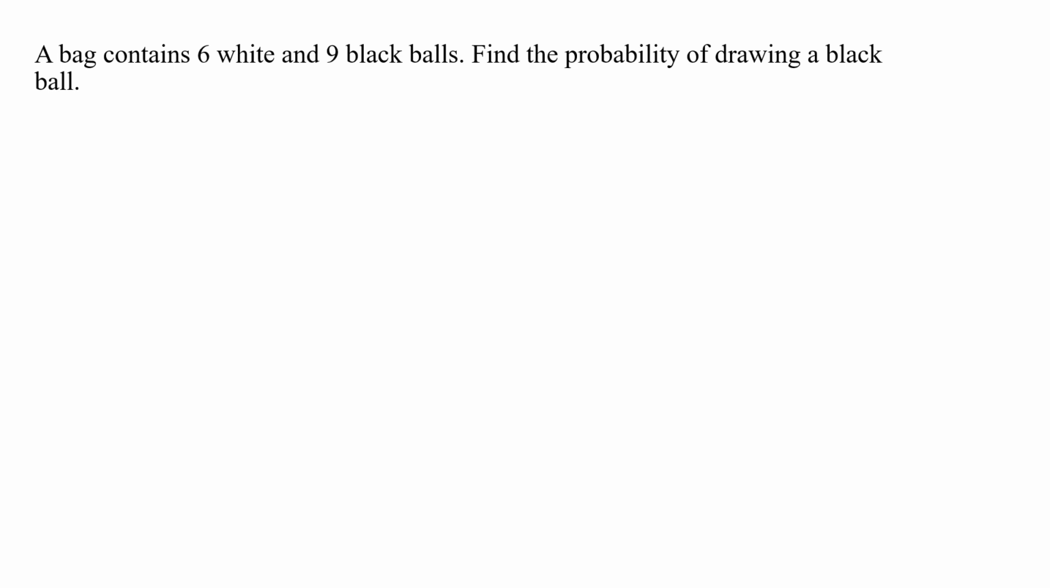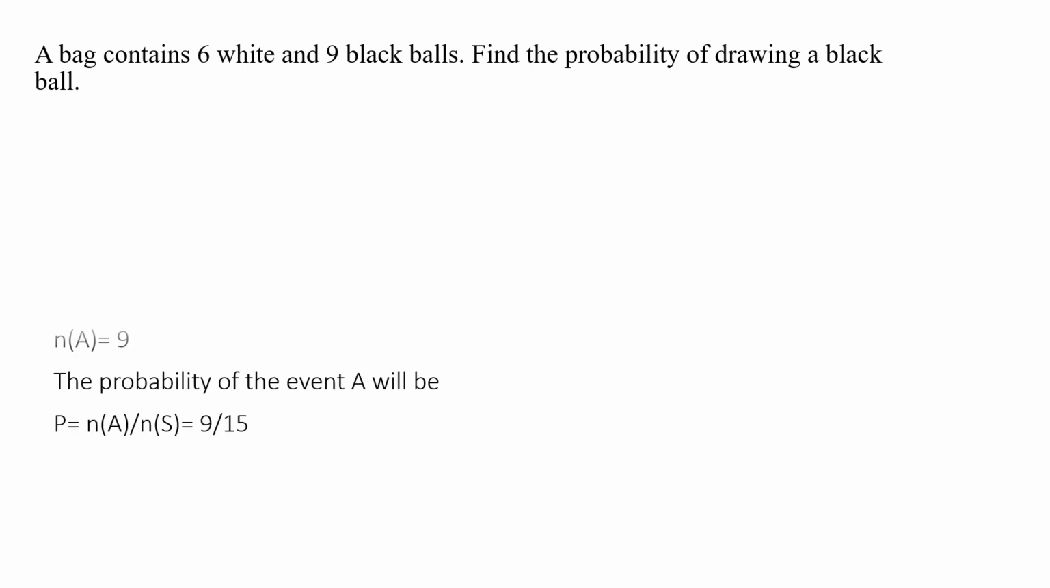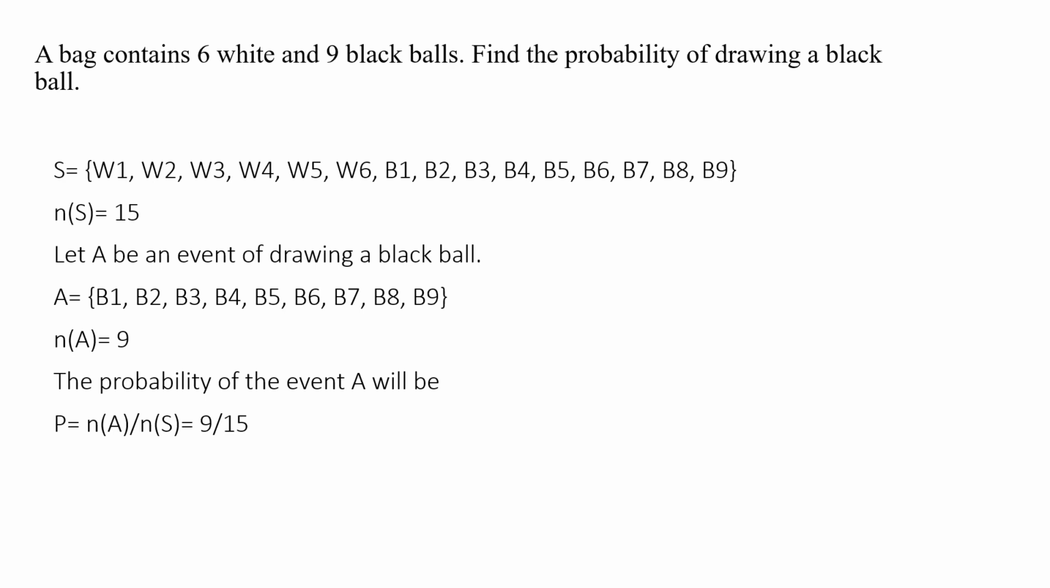A bag contains 6 white and 9 black balls. Find the probability of drawing a black ball. Okay, let us first assume that the 6 white balls are numbered from W1 to W6 and the 9 black balls are numbered from B1 to B9. So the sample set will contain W1 through W6 and B1 to B9. So the number of elements in the sample set is 15.